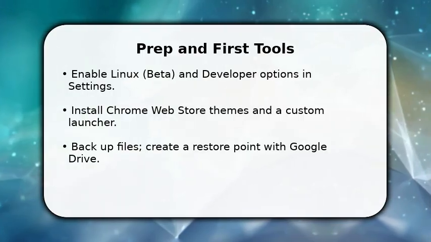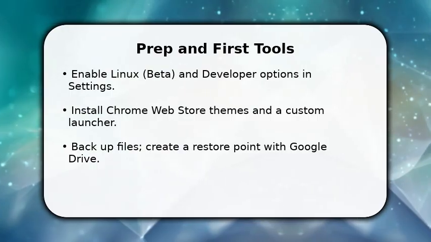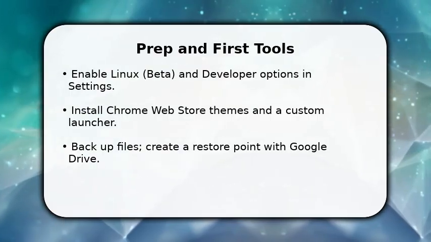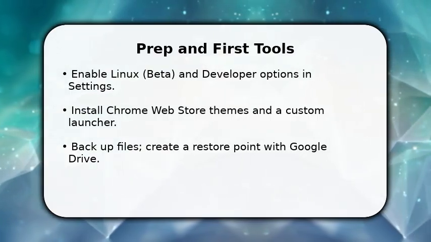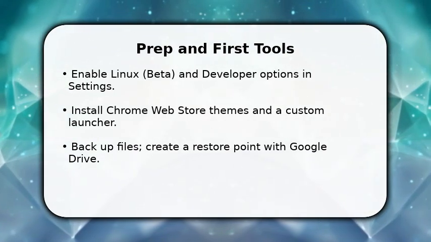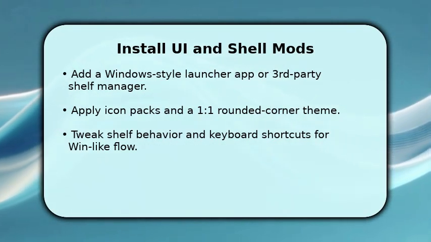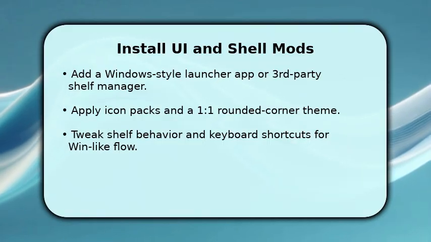Make sure to back up user data to Google Drive before changes so you can restore quickly. This prevents data loss if an extension or APK misbehaves, and it lets you experiment confidently with appearance and system tweaks. Next, install a Windows-style launcher or third-party shelf manager to mimic the Start menu and centered taskbar.